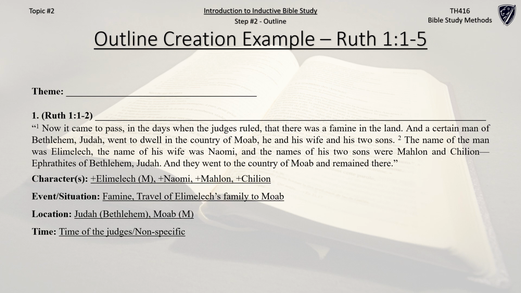Now, also you have the time of the judges, and then non-specific time. So the whole book is set in the time of the judges, but it's not really specific to what part of the year it is when they left. We don't really know. It could be that it's around harvest time because there's a famine, because there's no food. It's possible. We don't know necessarily for sure, though, or at least it's not clear from the text.